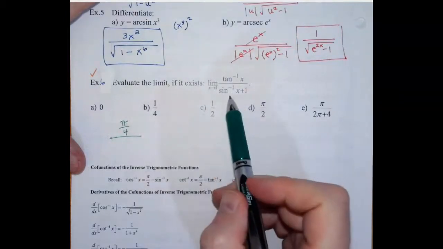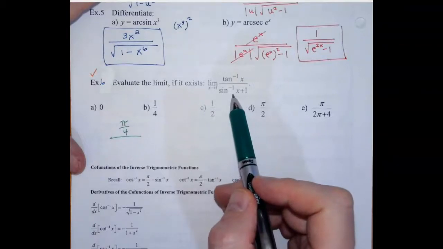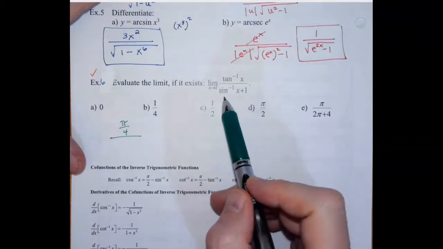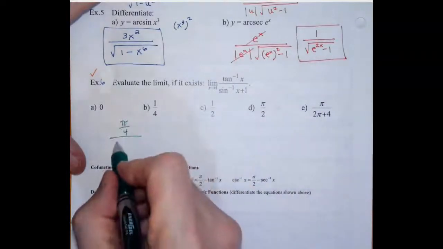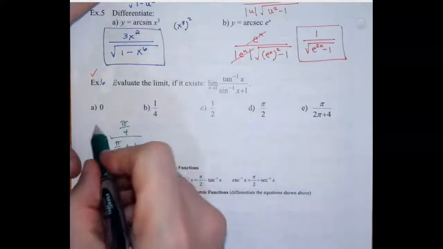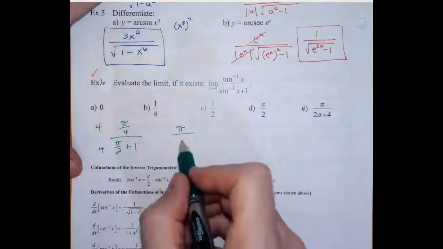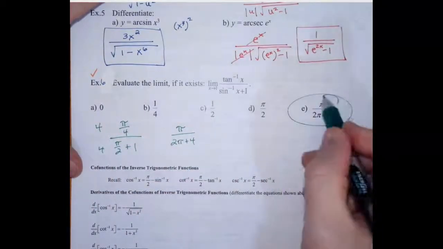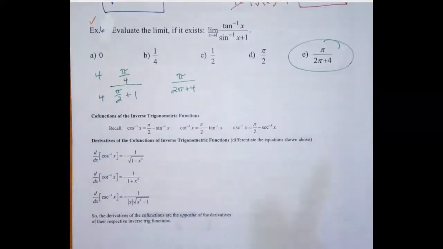And then down here we have the inverse of sine. So the sine of what angle equals 1? So that's pi over 2. So we have pi over 2 plus 1. So it's a complex fraction. So we're going to multiply that by 4 over 4. So that's going to be 2 pi plus 4. And there we go. And like I said, the stuff on the bottom is just some details.